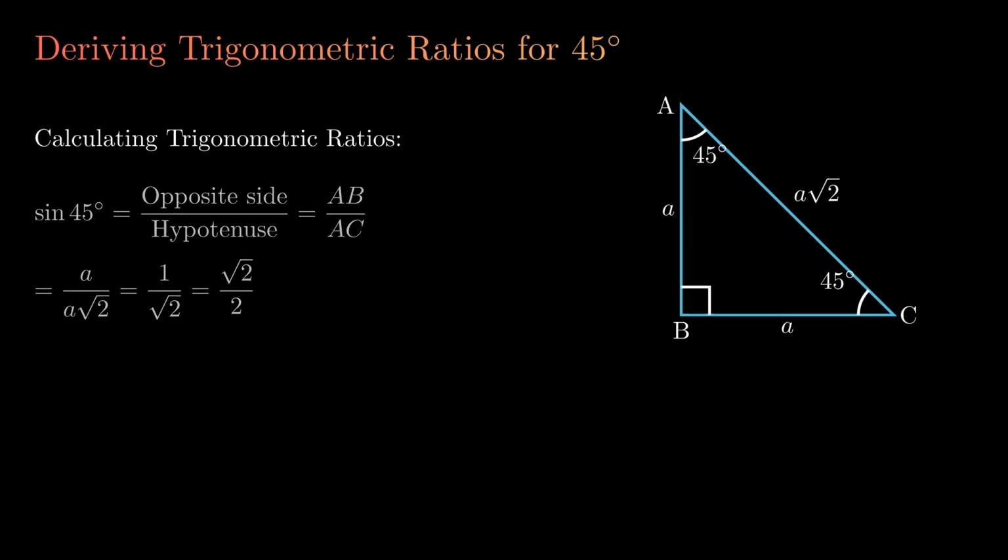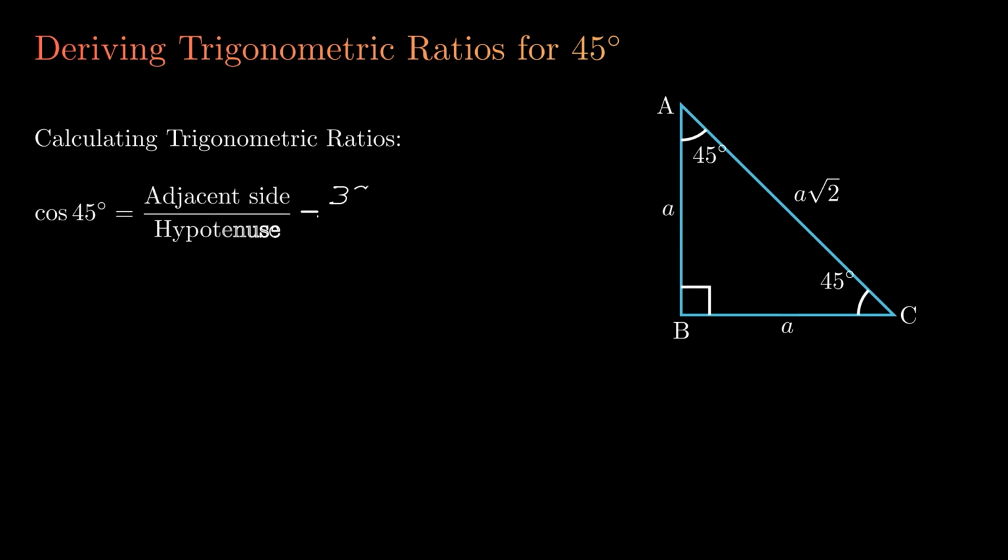With the same logic, we can also calculate cos of 45 degree, which is also 1 by root 2. Let's compute tan of 45 degree. So tan of 45 degree is opposite side divided by adjacent, which is equal to AB by BC. Now we know that AB and BC are equal to A. So A divided by A is equal to 1. So tan of 45 degree is 1.